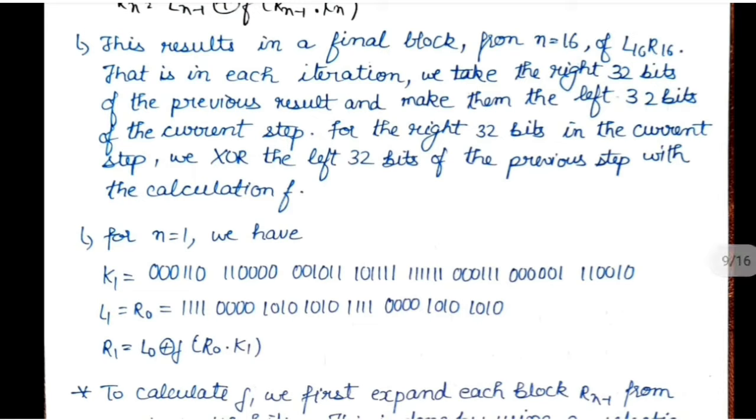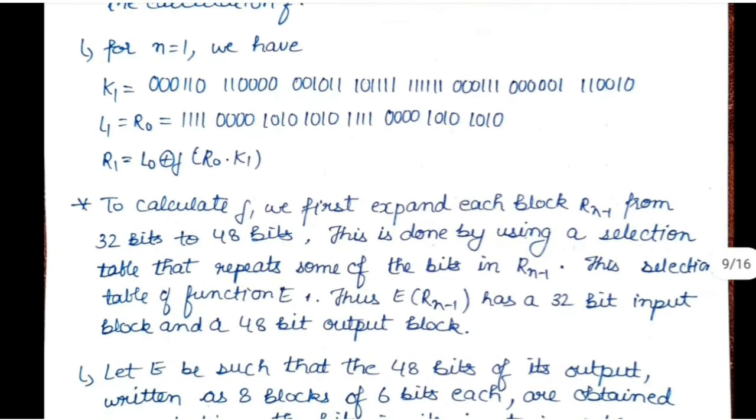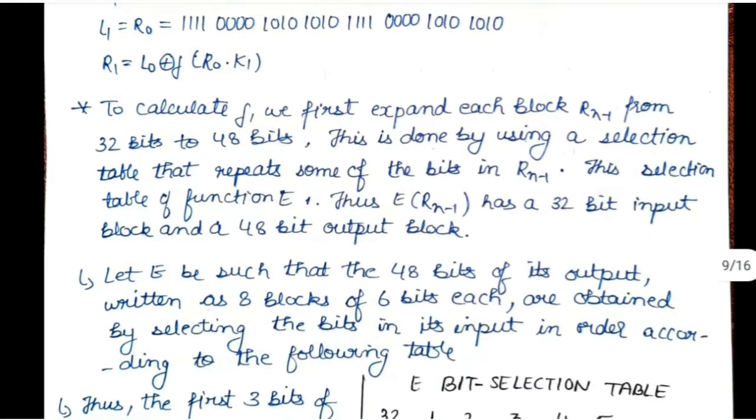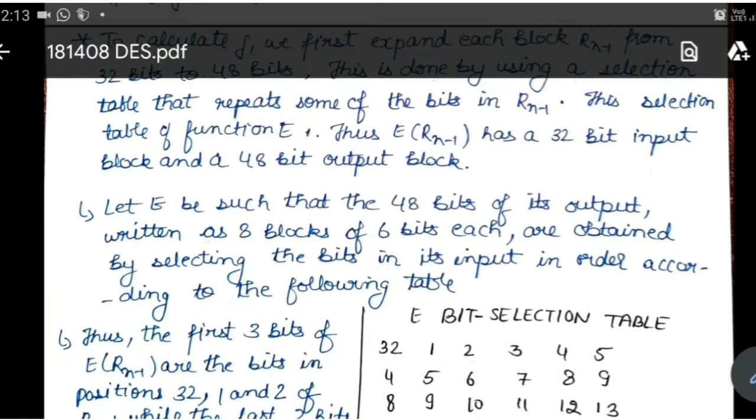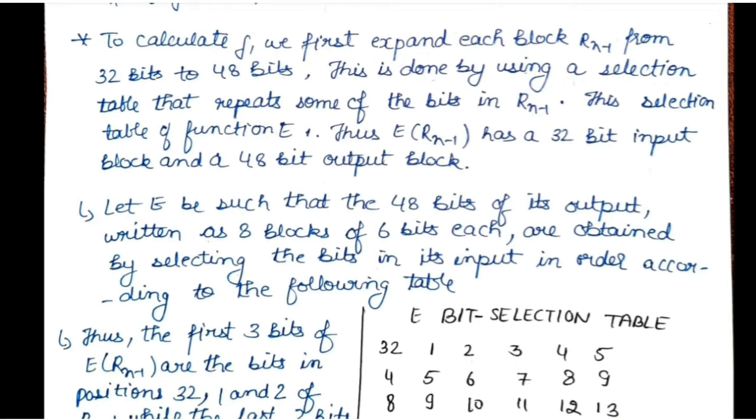So this will result in a final block from n equal to 16 of L16 R16, that is, in each iteration we take the right 32 bits of the previous result and make them the left 32 bits of the current step. For the right 32 bits in the current step, we XOR the left 32 bits of the previous block with the calculation f. For n equal to 1, we will have K1 equal to this much, L1 is equal to R0, and R1 we will calculate using L0 XORed with the function f of R0 and K1.